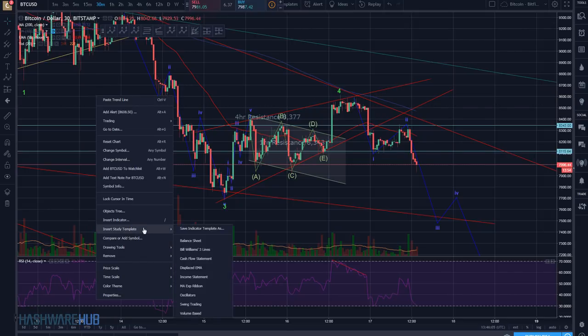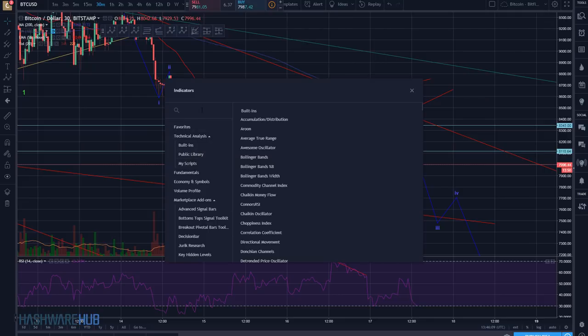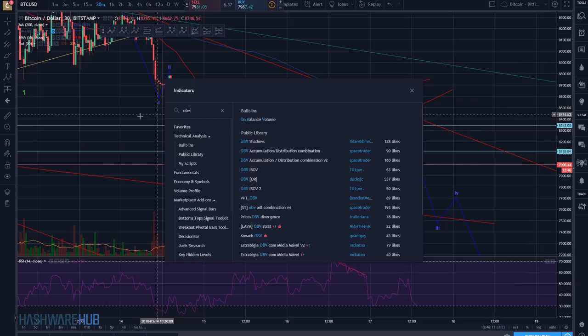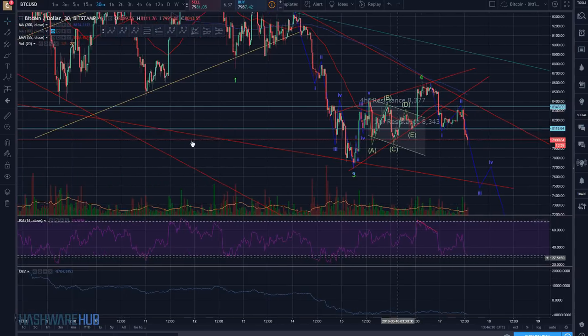Next thing I want to show you is something that I haven't shown you guys before. And this is one of the ways in which I try to confirm what's going on with the market. On balance volume. This isn't the exact one that I use, but it's similar.